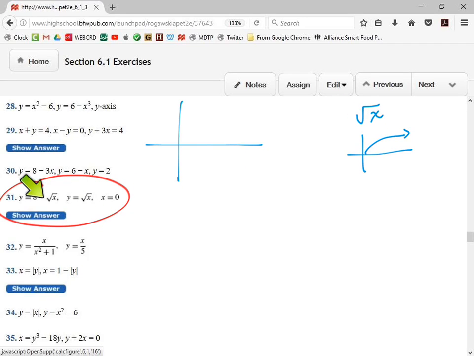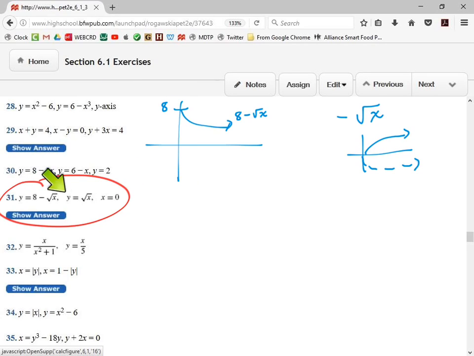So if we have a negative square root of x, that would flip it, right? It would go like this now. And then if we have this positive 8, that would move it up. So this would move up to positive 8. Okay, this is 8 minus square root of x. That's just a rough sketch.